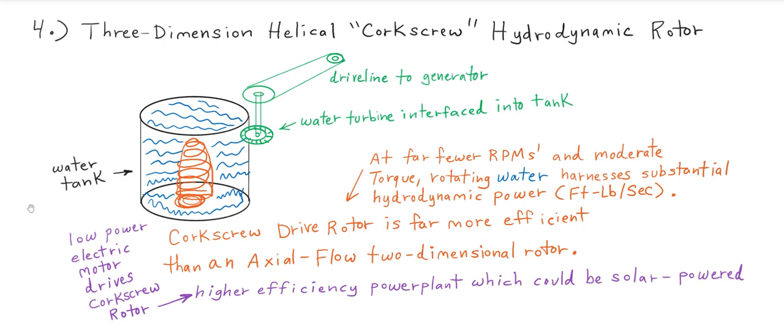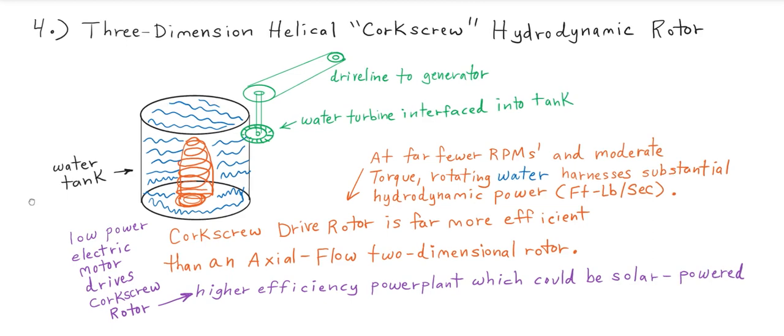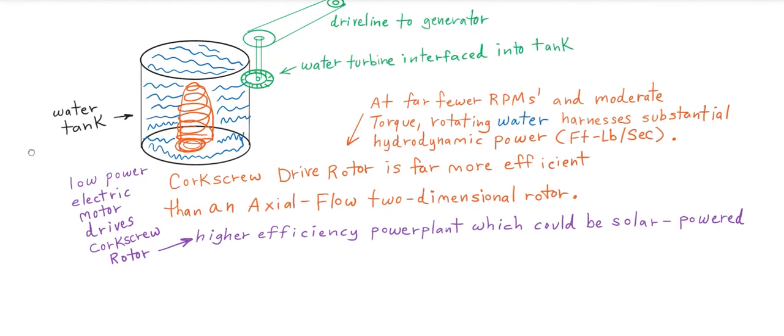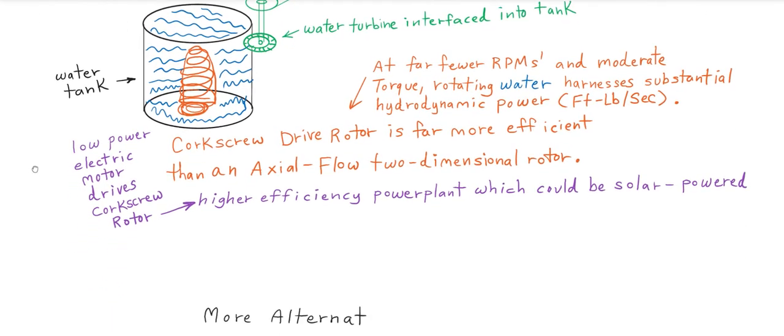It's called the three-dimensional helical corkscrew hydrodynamic rotor, and that is the long title to describe a rotor in a different language and culture. They give it a name, but it is just a three-dimensional helical corkscrew, and it could be improved upon. So that's 1 through 4. It's a little detailed, but what counts is getting the concept.